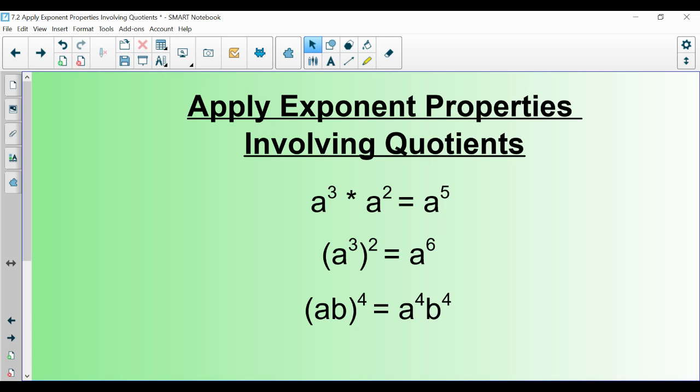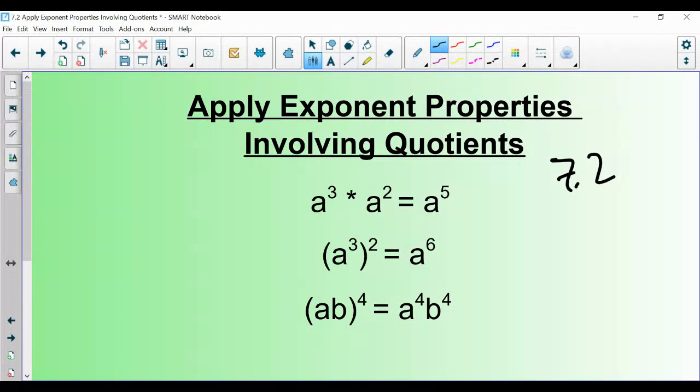Hello, algebra students. This is a lecture on 7.2, which is covering the properties of exponents, specifically the properties that involve quotients.